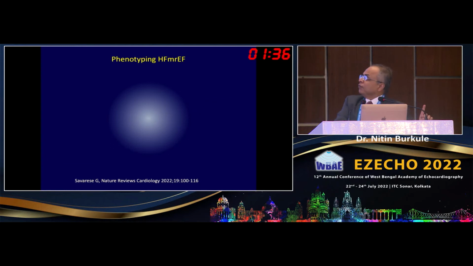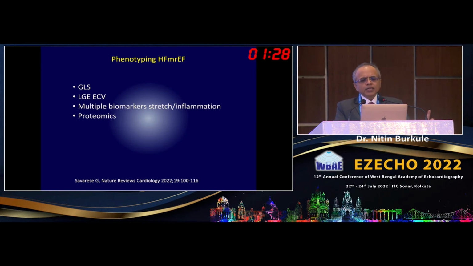Then you have to further phenotype this by GLS, because you want to pick up the amyloids. Look at the LGE and ECVs to pick up the amyloids. Look at the multiple biomarkers, proteomics. Look whether they are the hypertrophic cardiomyopathies who are going into the burnout phase.